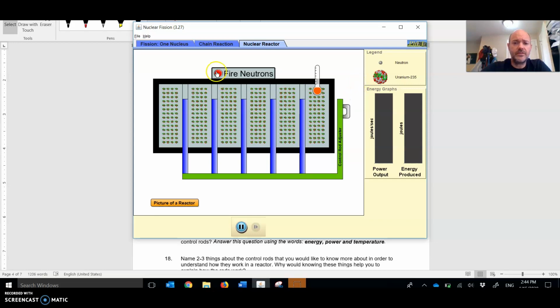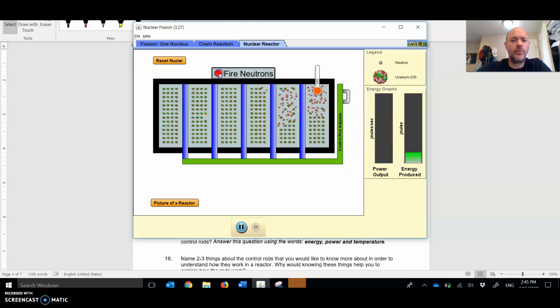So now if I fire the neutrons again, but I've got the control rods mostly in, think about what happens. Think about what you notice with that, if I've got the control rods all the way in.